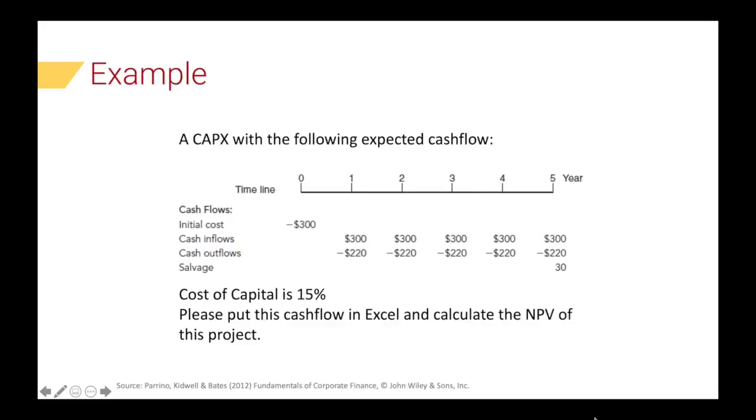Here is a timeline with expected cash flows. The cost of capital is 50%. Please put the cash flow in Excel and calculate the net present value of this project. And once you complete that, this would be your outcome.